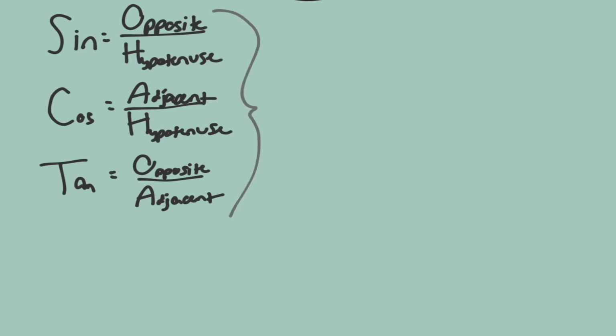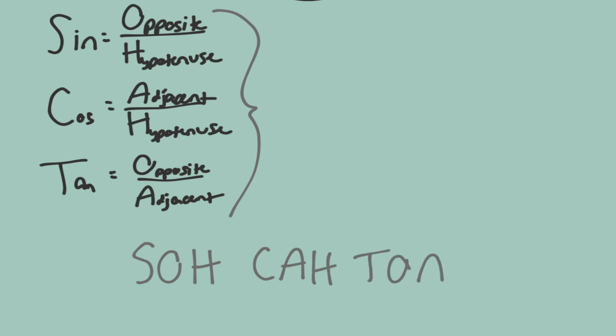Here's an important summary. You may have heard of SOHCAHTOA, but it's how you can remember what goes with what. So sine is opposite over hypotenuse, cosine is adjacent over hypotenuse, and tangent is opposite over adjacent.